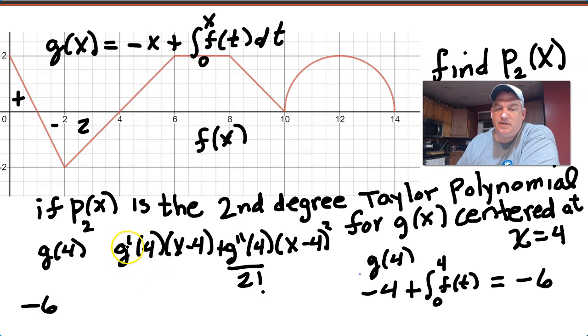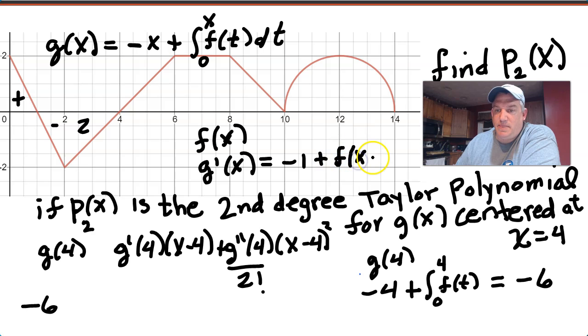And then we need the first derivative, g prime at 4. Well, g prime, recall, is equal to negative 1 plus f of x. And at 4, specifically, f of 4, we can see by the graph is 0, so we actually have a negative 1 as my value for g prime 4. So my g prime 4 being negative 1, I'm going to have a minus 1, and then times x minus 4.